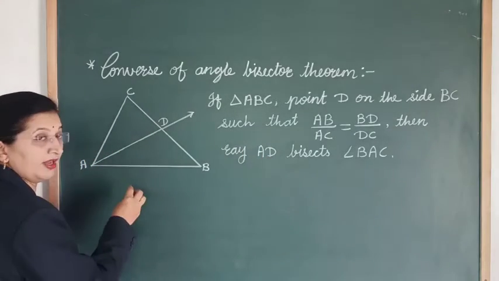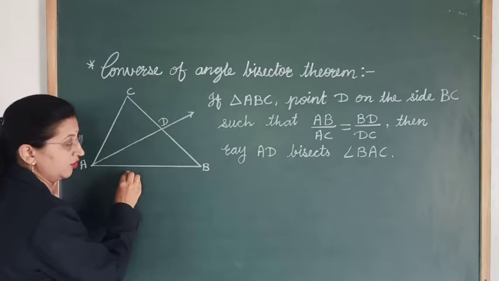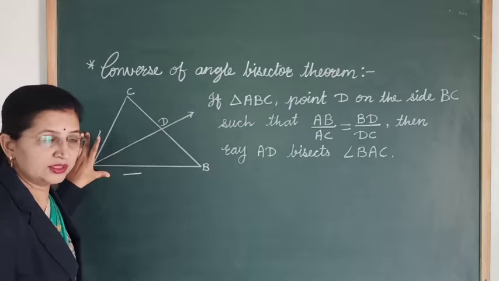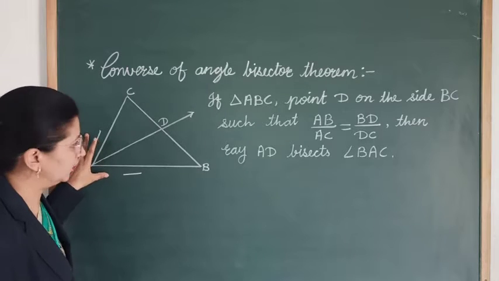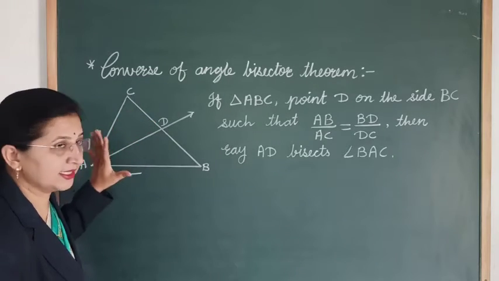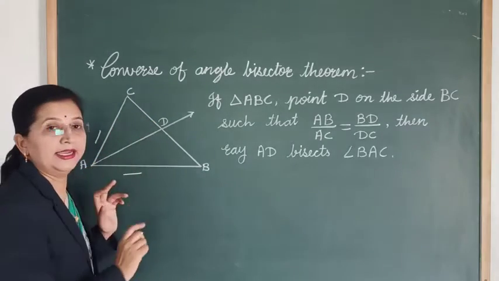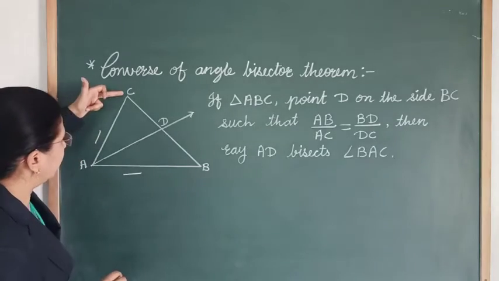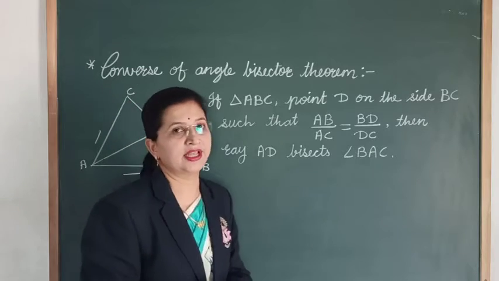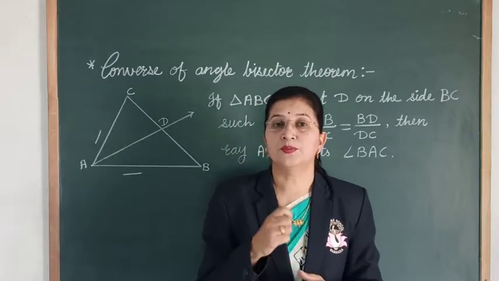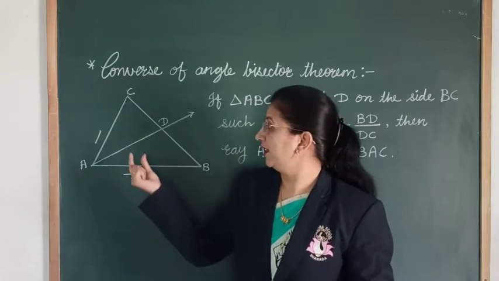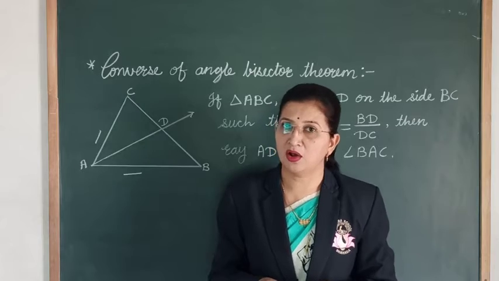So here, if we get the ratio, which ratio? AB upon AC, the ratio of the remaining two sides. If this ratio is equal to BD upon DC, then we can say that this ray AD is the bisector of angle CAB. Dear students, this converse of the angle bisector theorem will help us solve questions where we are asked to prove whether the given ray is a bisector of the angle or not.